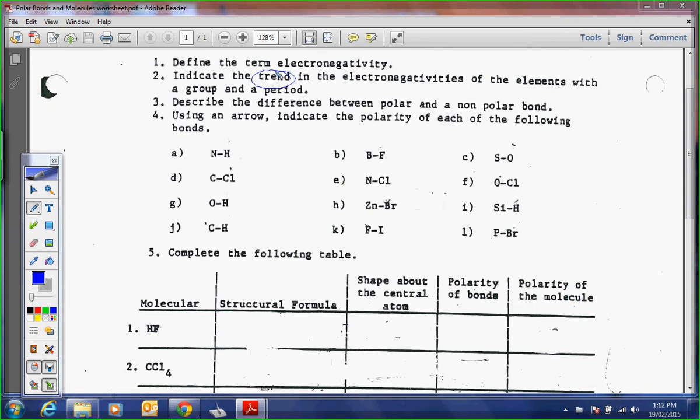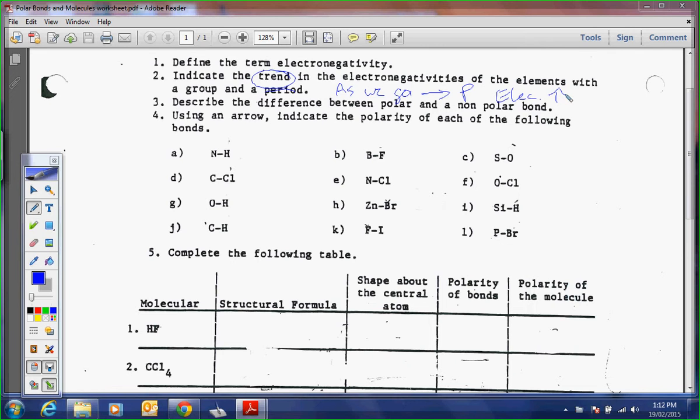Whenever you see the word trend, it's looking for: as you blank, it blanks. Okay? So in the periods, as we go left to right in the period, what happens? The electronegativities do what? Increase, because you're getting to be more non-metals. So therefore they are going to want electrons.